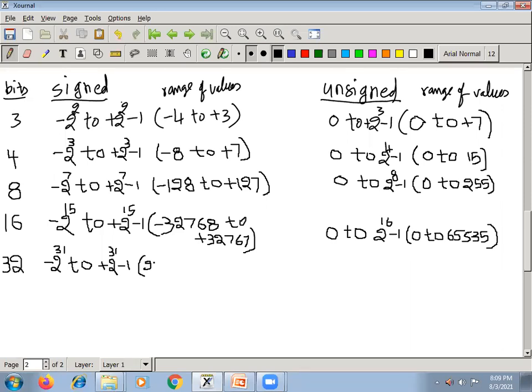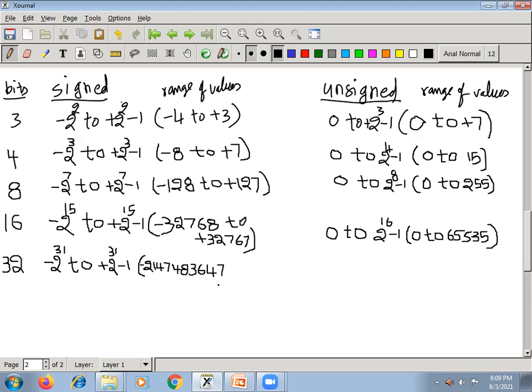21, 47, then 36, 47. Okay, so in between you write 48. In between you write 48. So this is the range of a negative value you will get.